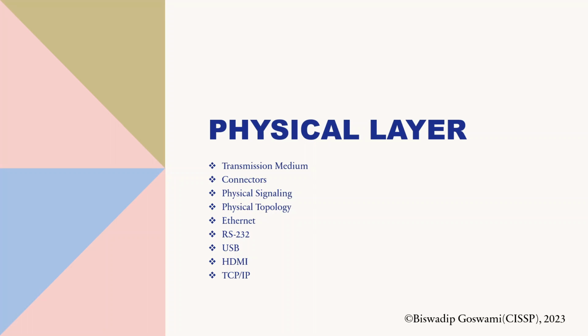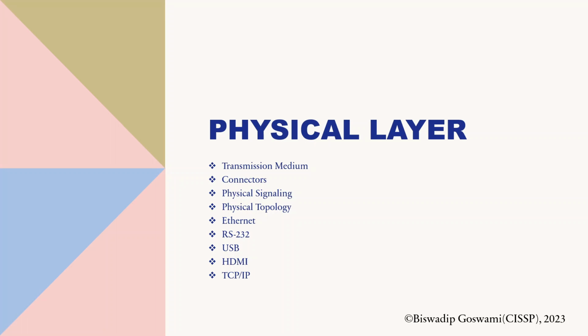Some of the key ports and protocols associated with the physical layer include Ethernet. It is a widely used LAN protocol that operates at the physical layer and the data link layer of the OSI model. It uses a variety of physical signaling methods such as twisted pair, coaxial cable, and fiber optic, and supports speeds between 10 Mbps to 100 Gbps. RS-232. It is a standard protocol used for serial communication between devices such as a computer and a modem. It uses a single-ended signal and supports data rates up to 115 kbps.